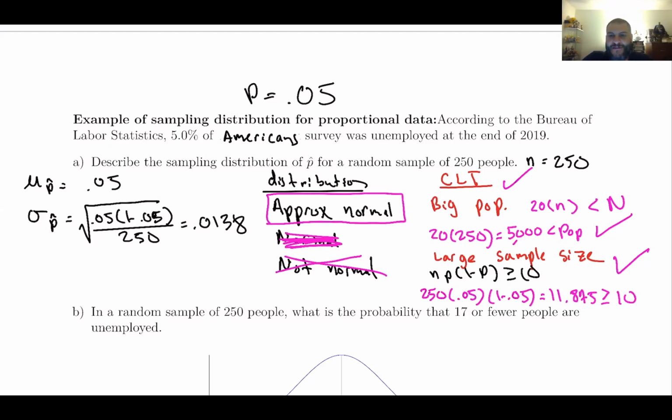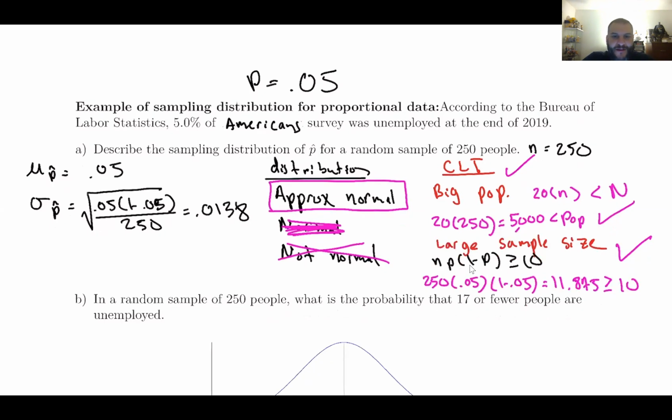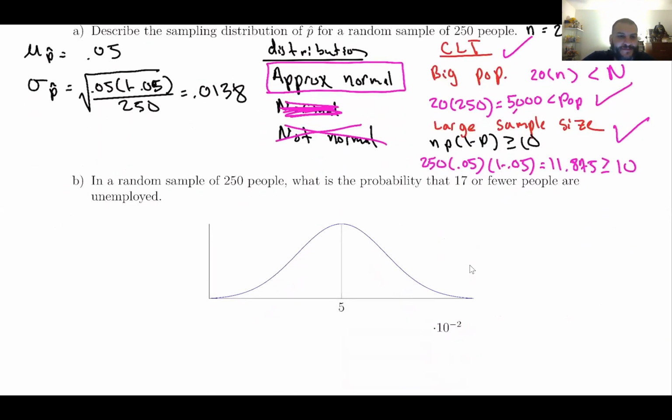All right, no questions. Let's go ahead and find the probability. This one says in a random sample of 200 people, what is the probability that 17 or fewer people are unemployed? For this one, it should say 0.05. Yes, it has to pass both of them in order for it to be approximately normal. If one or both of them fail, then we cannot say it's approximately normal.